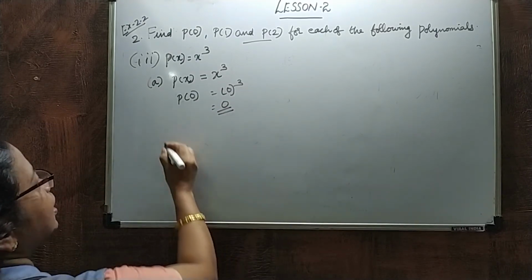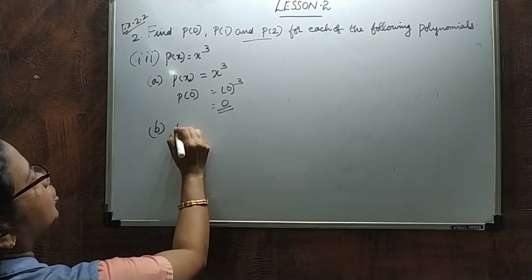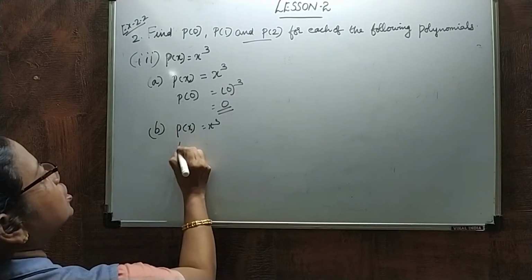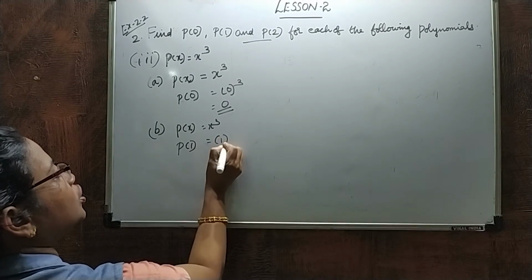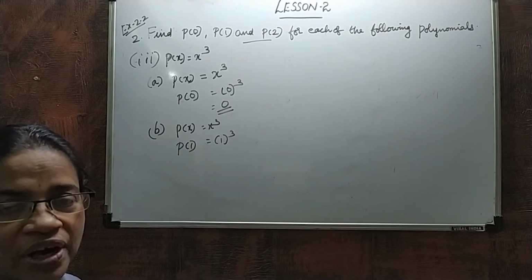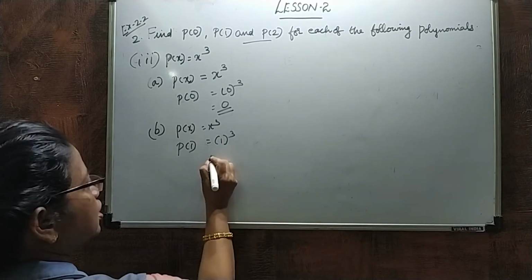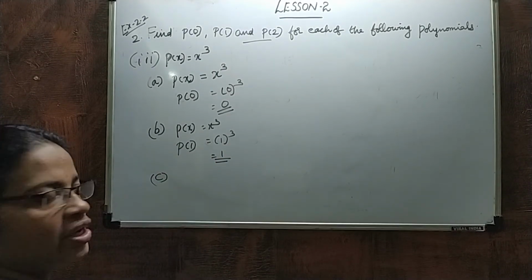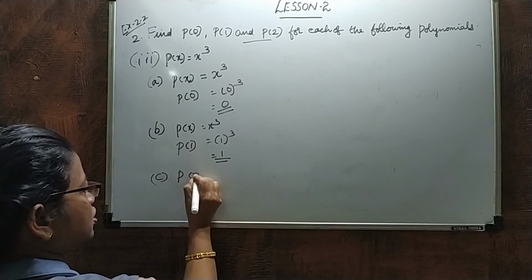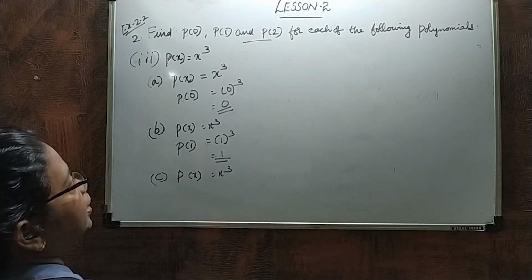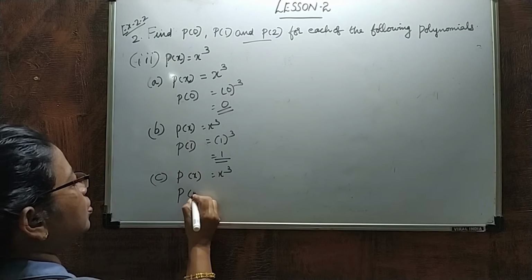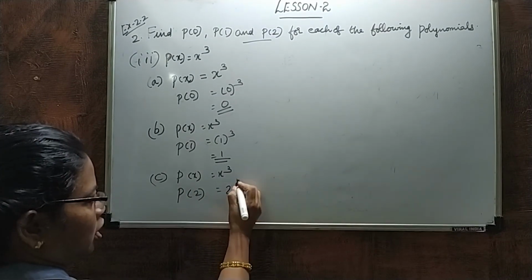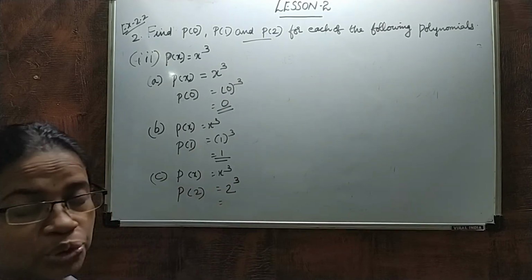Okay. The second one, B. P of x is equal to x cube. You have to find out P of 1. P of 1 equals 1 cube. What is 1 cube? 1 into 1 into 1. You'll get the answer 1. Now see, again what you have to write? Write the polynomial. P of x is equal to x cube. And then P of 2 you have to find out. P of 2 means what you have to do? Instead of x, just substitute 2 there. 2 cube. That means 2 into 2 into 2.